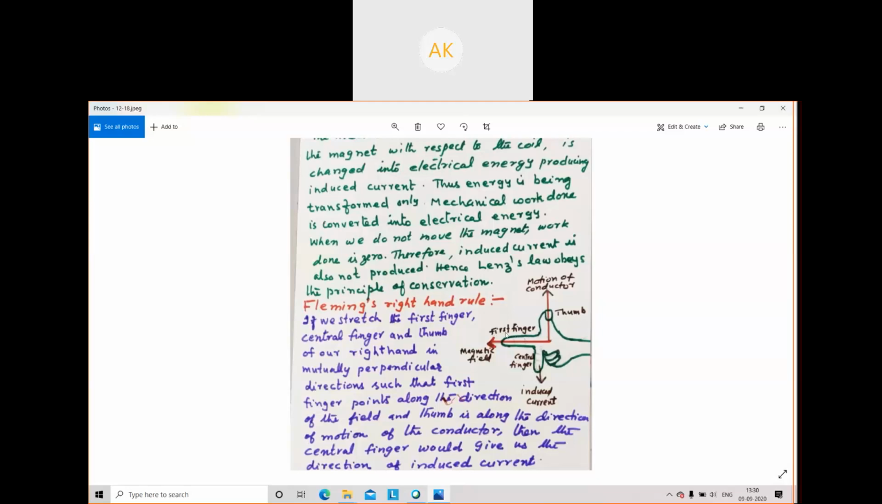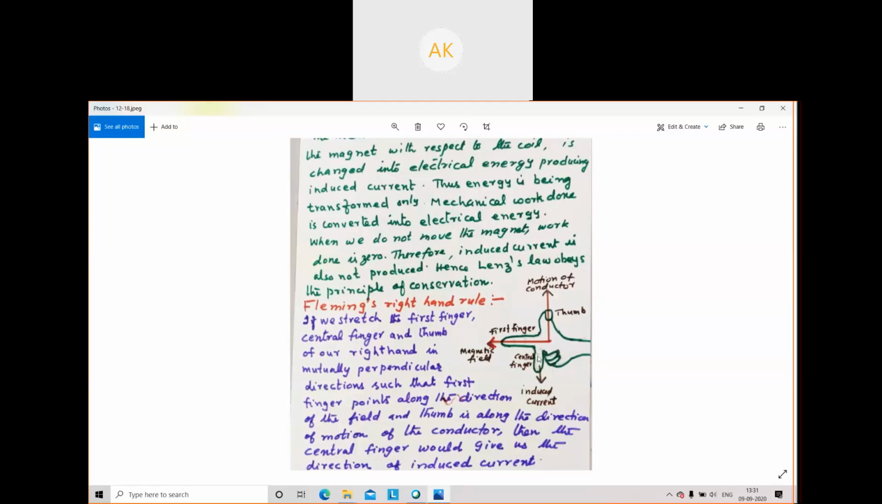Forefinger, F, field. Remember, forefinger, field. Similarly, central finger, C, current. Central finger, current. Remember, don't forget. Forefinger, field. Central finger, current. Thumb represents motion. Which are the known quantities here? Motion of the conductor and forefinger, that means magnetic field. These two are the known quantities. Motion of the conductor and magnetic field.